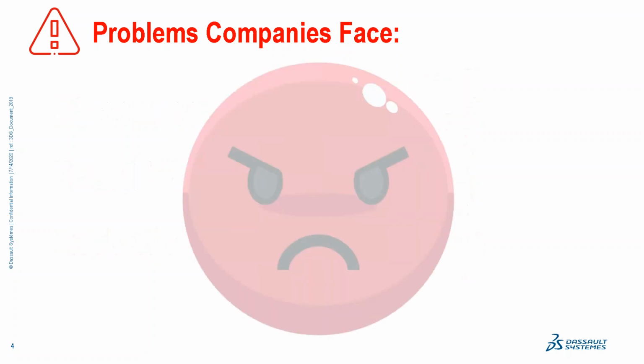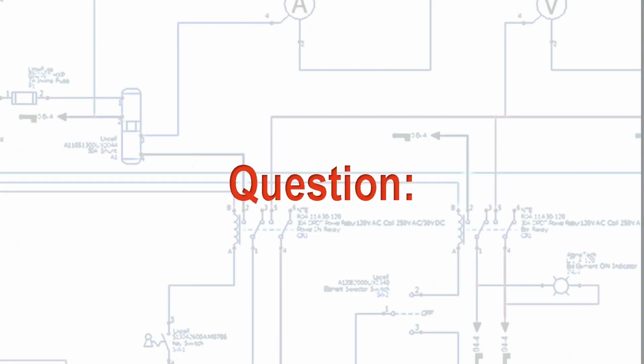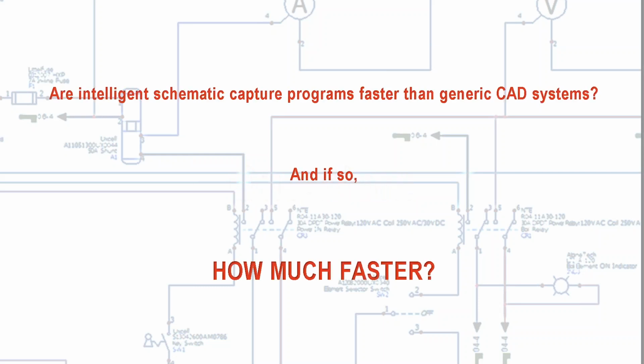All of which, for us as the users who have to interact with this application day in and day out, can cause frustration because it seems like we are not making the best use of our time. So that leads us to a question. I think the question is this: are intelligent schematic capture programs faster than generic CAD systems? And if so, how much faster? That's what we're here to prove out today.